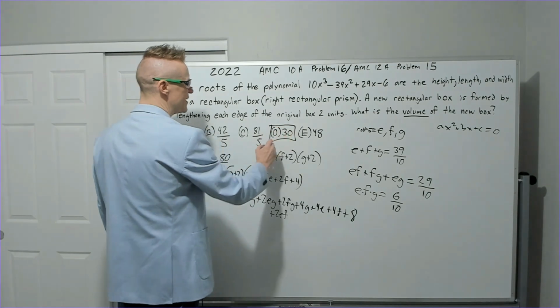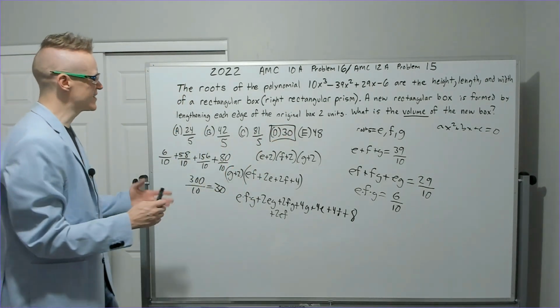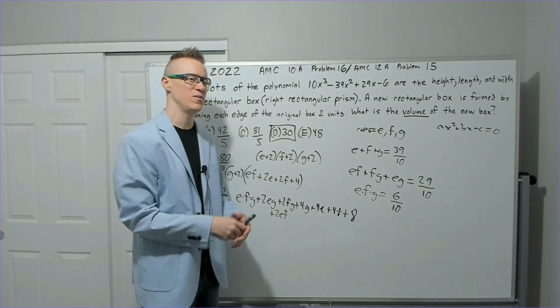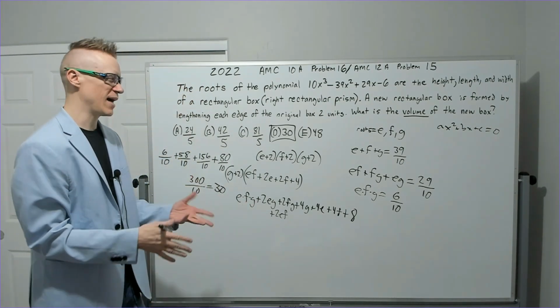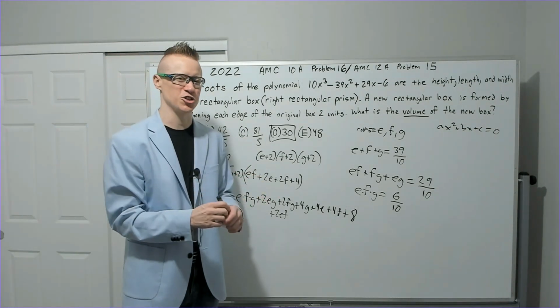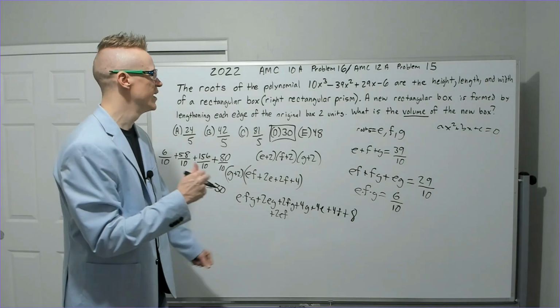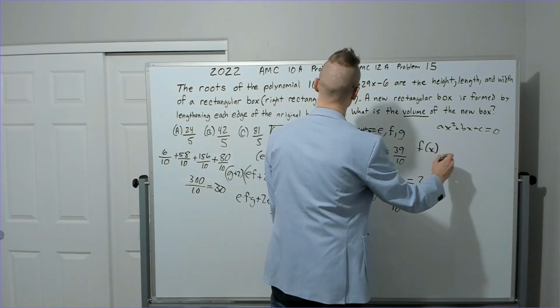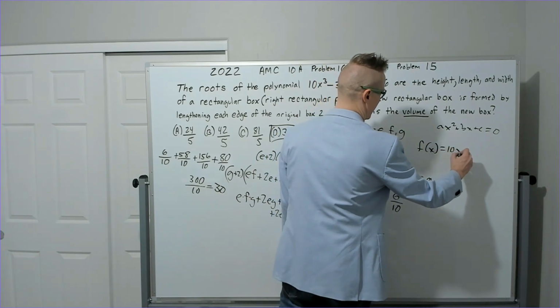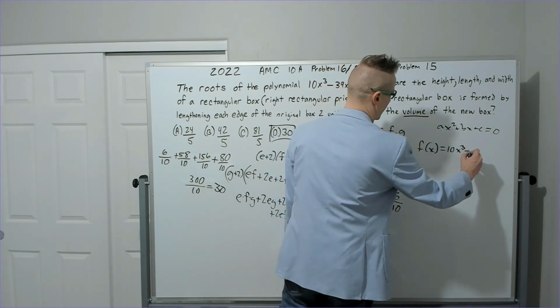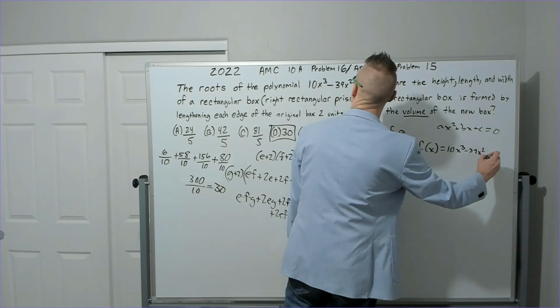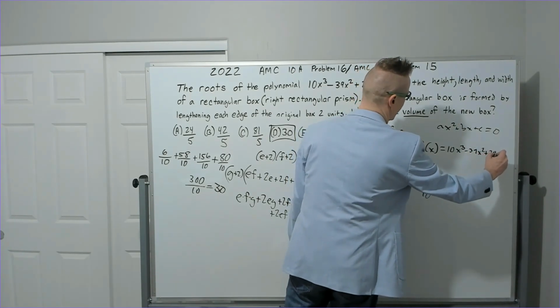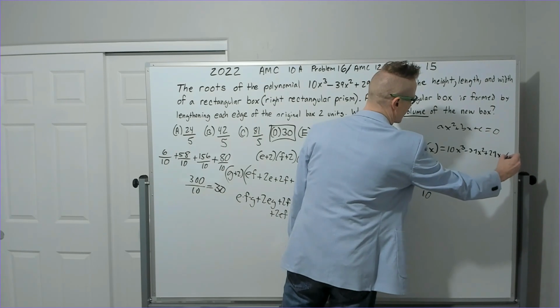Now, there is another way to do this. I just didn't feel comfortable with it, though I kind of thought maybe, but I wasn't 100% sure that it was going to work. The idea would be that you make this into function notation: 10x cubed minus 39x squared plus 29x minus 6.